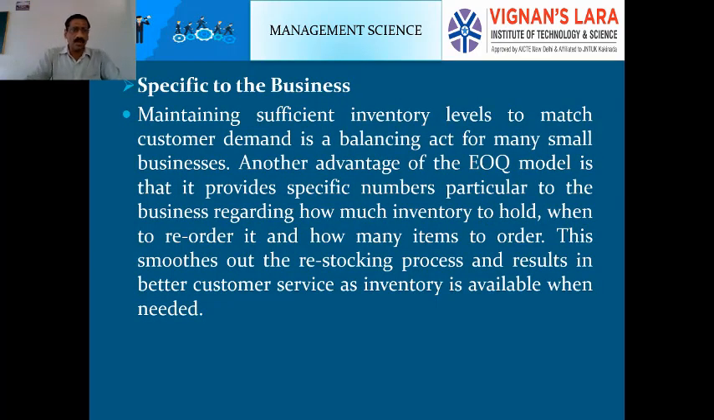Next advantage, specific to the business. That means specified inventory levels to be maintained with the help of EOQ. How many orders to be placed, how many units are minimum required. This is a specific level of inventory. This can be fixed by the EOQ method. Maintaining sufficient inventory levels to match customer demand is a balancing act for many small businesses.